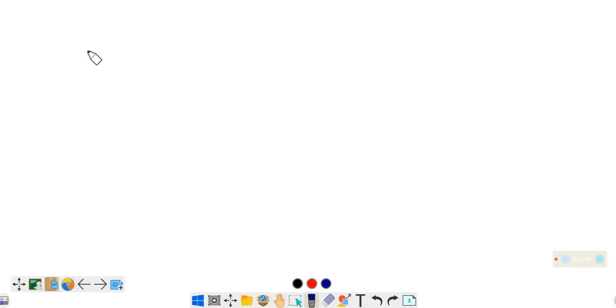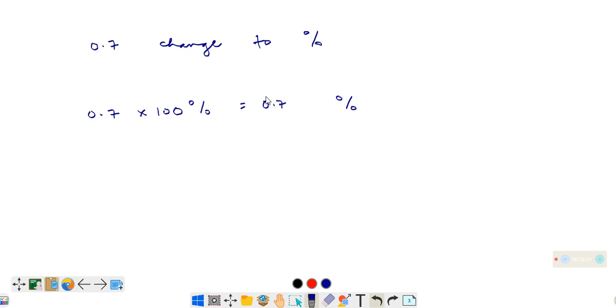I know you are already familiar with this one, but I just want to make sure na hindi tayo nagkakalituhan. So, ang ililipat natin ay 0.7 to percent. 0.7 change to percent. So, we have 0.7 times 100%. So, you have to affix your percent symbol in the end.